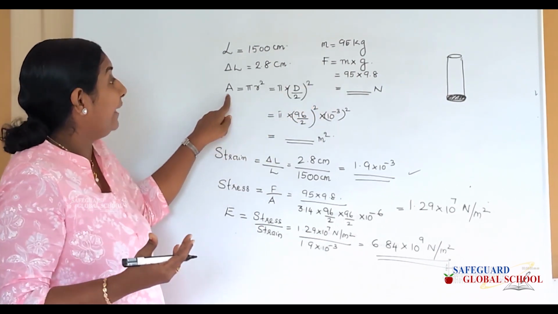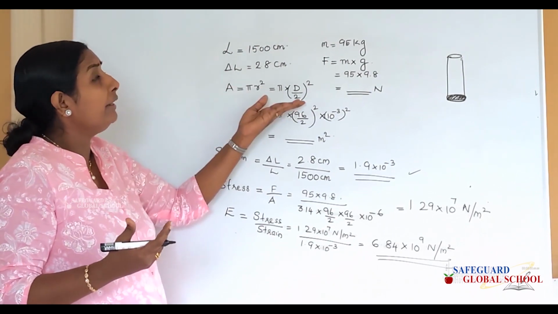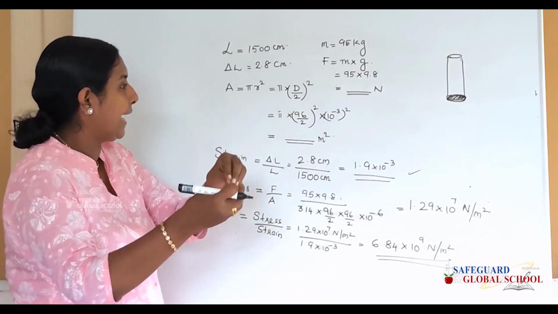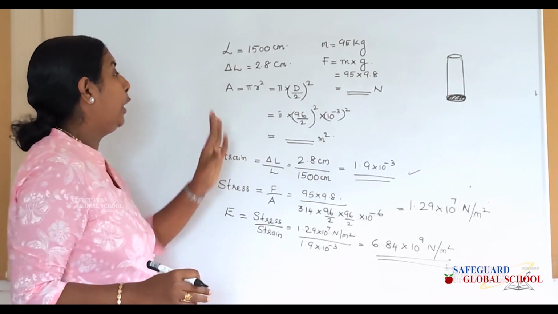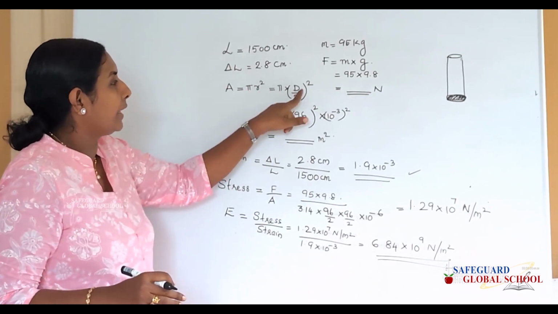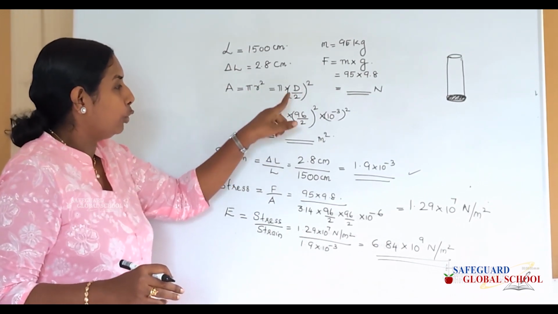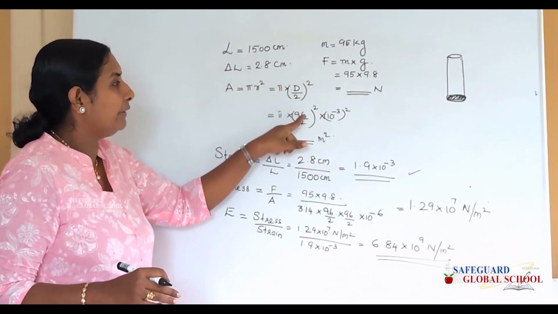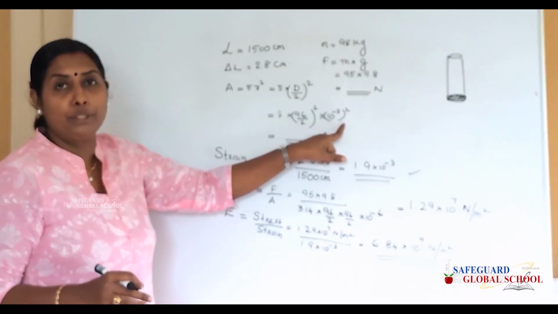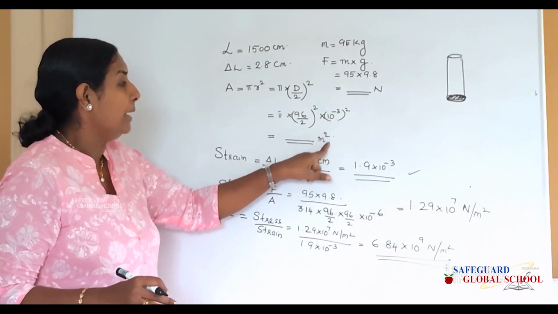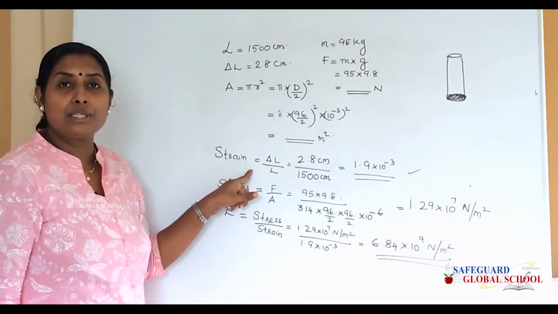And then the area. Here look. Don't divide the diameter by 2 and then get the answer. This R can be written as D by 2. But you should be cautious that the diameter given in millimeters should be converted into meters to get the answer in meter square.